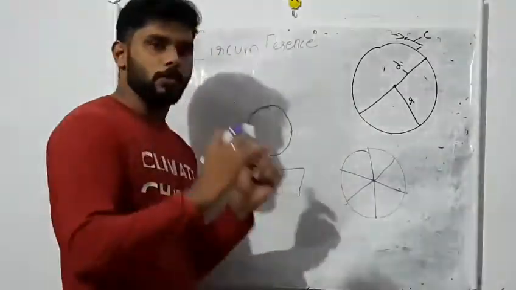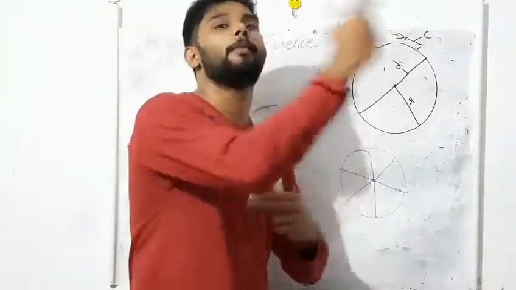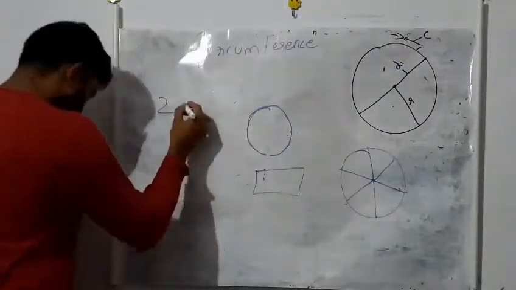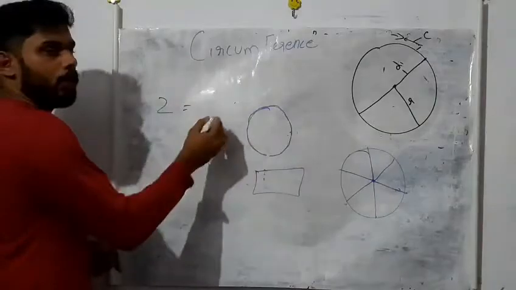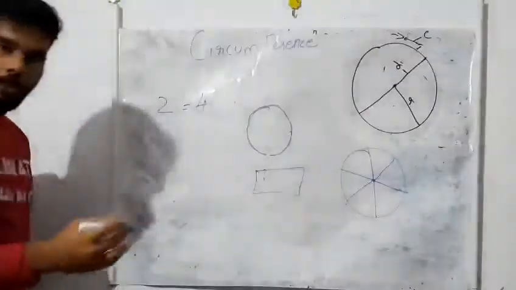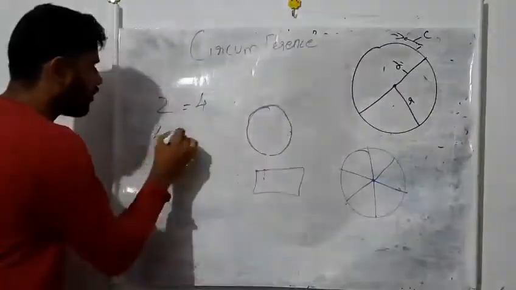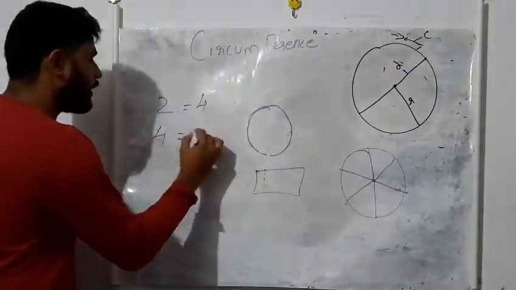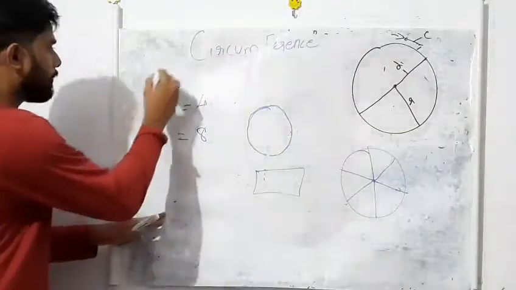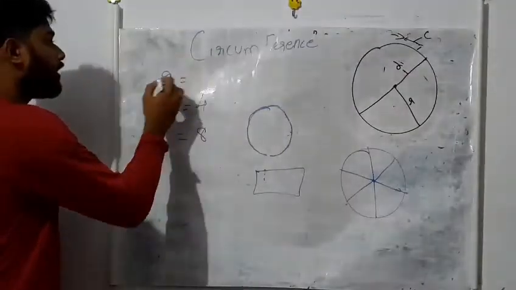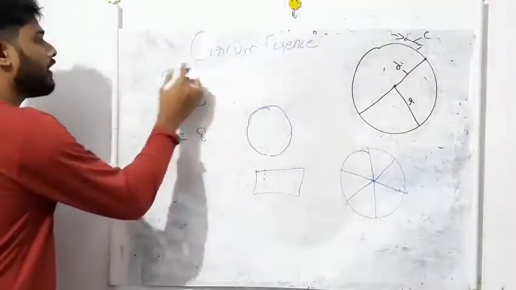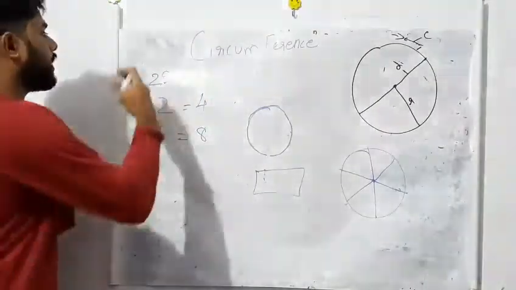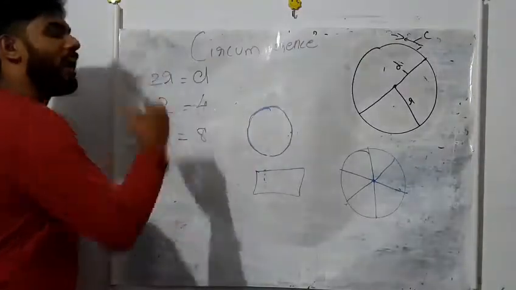Now the next word is diameter. Diameter means so simple. Double the radius is known as diameter. Suppose radius is 2, then the diameter, double of radius, is 4. If radius is 4, the diameter, double of radius, means 8. Understood? That means radius's double is diameter. That means 2 radius, double means 2, which is equal to 1 diameter.